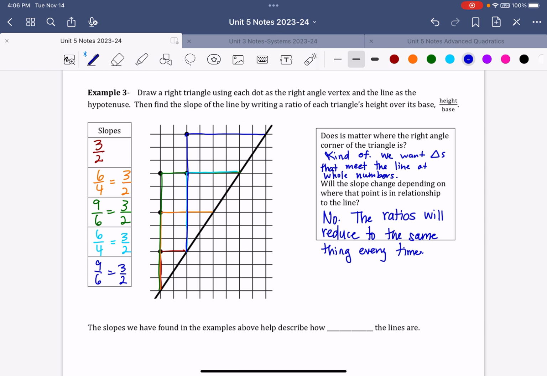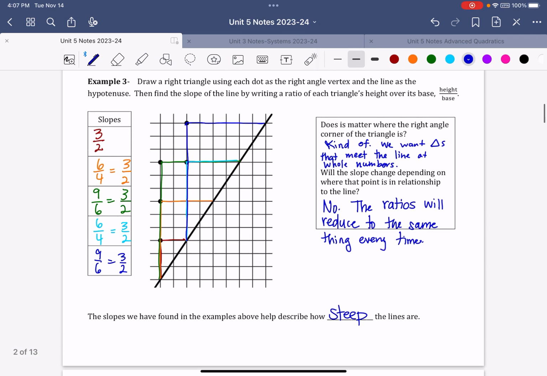Okay? So it says the slopes we have found in the examples above help describe how steep the lines are. And then on your assignment, you're going to be explaining how you can tell by looking at the line or what those numbers themselves use, how we can talk about that steepness as a quantity, as a number. So good luck on your assignment.